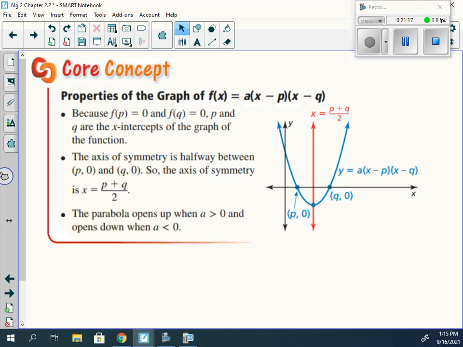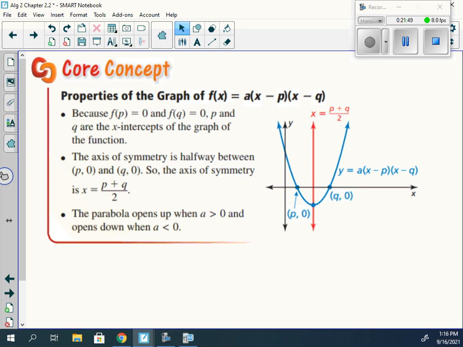Now, the x-intercepts for this here is really whatever value of x is going to make the function equal 0. Well, for here, the values of p and q will make the function equal 0. We'll make the whole thing equal 0. So, the x-intercepts are going to be the values of p comma 0 and q comma 0. Those will be our x-intercepts.